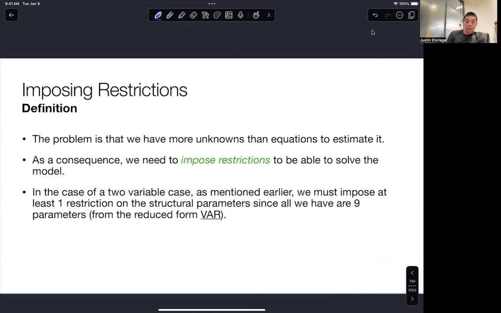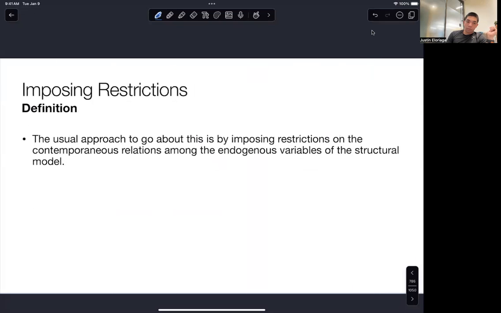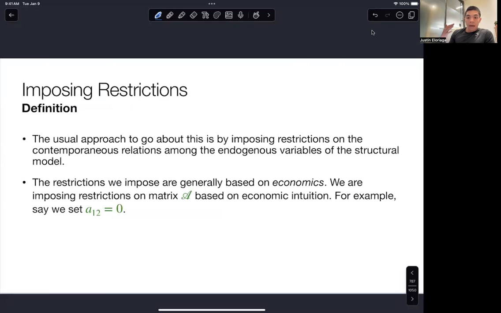So in the case of a two-variable VAR, as we mentioned earlier, we need 1 restriction since we have 9 parameters that are there, right? So the usual approach to go about this is to impose restrictions on the contemporaneous relations among the endogenous variables of the structural model, okay? And for example, we're going to use economic intuition to do so.